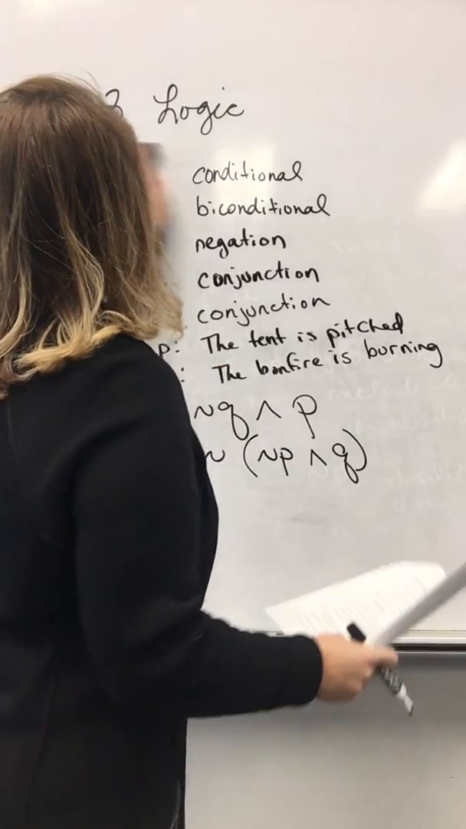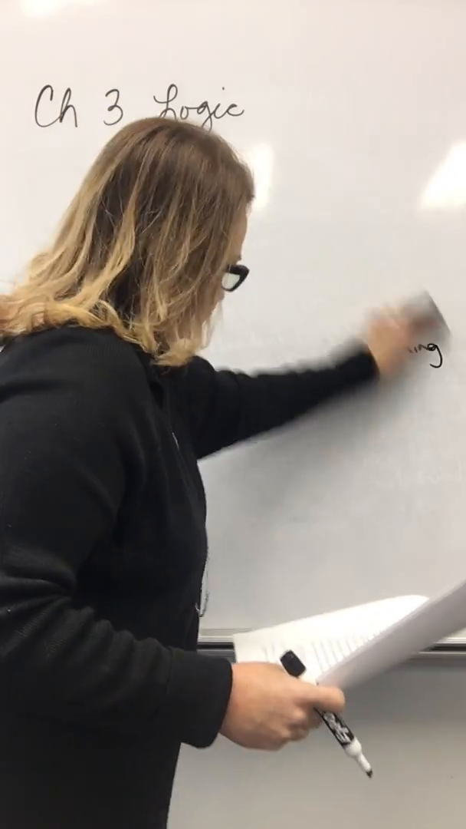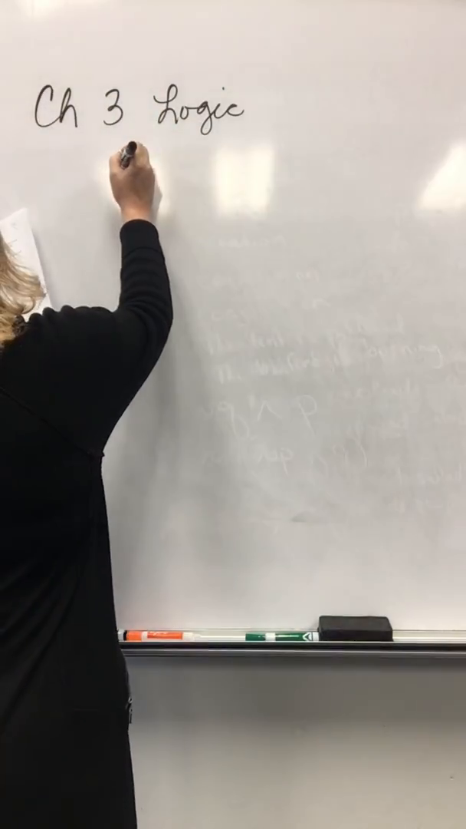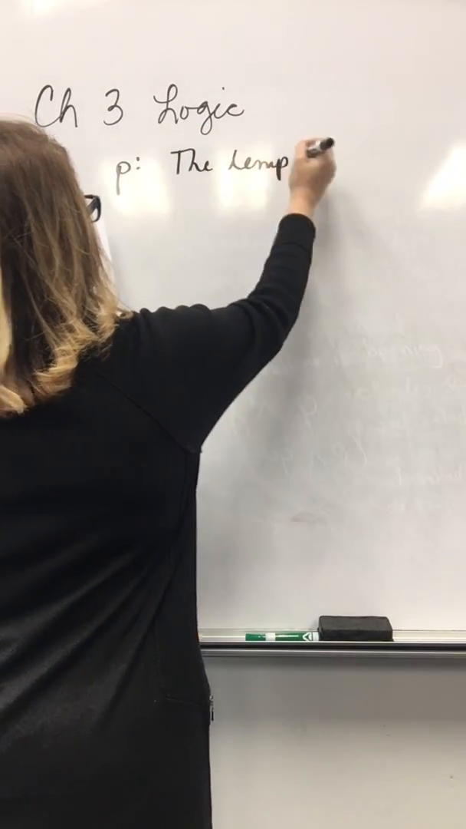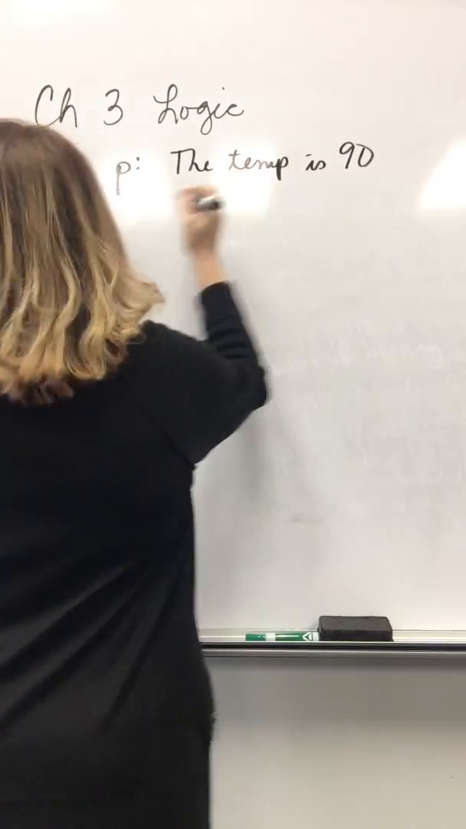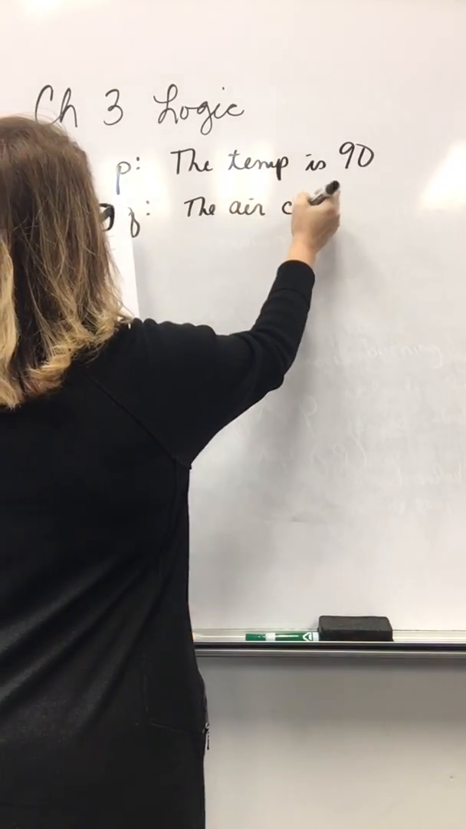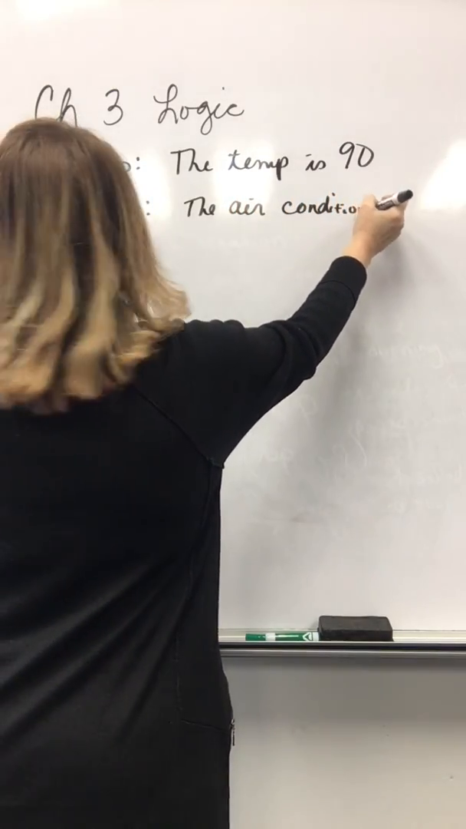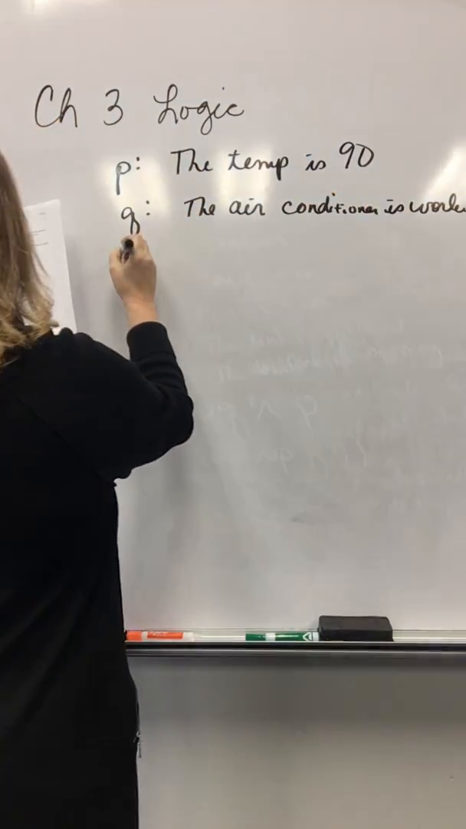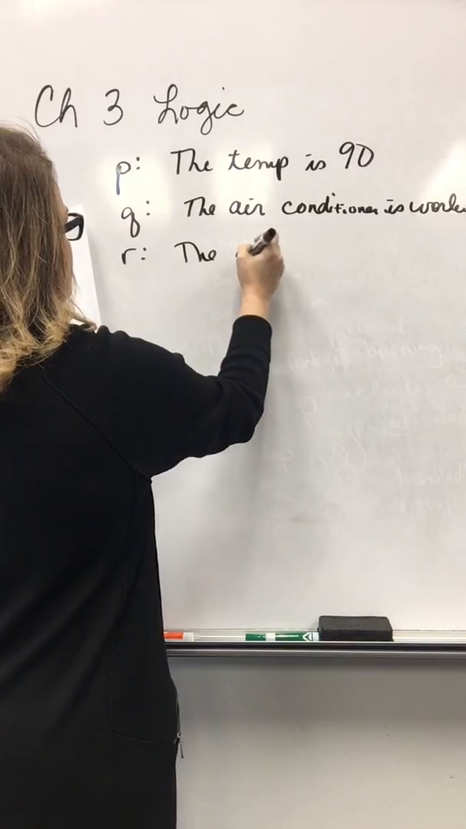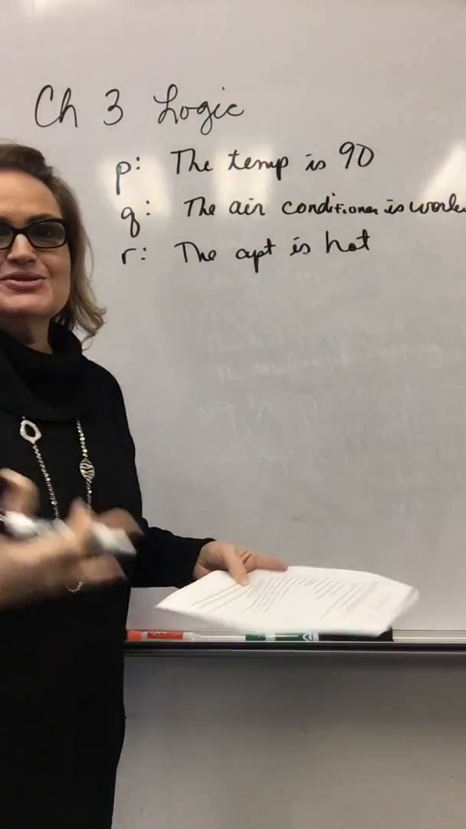All right, moving on, we get some more statements here to do some more practice. Okay, so we have a statement P, the temperature is 90. Statement Q, the air conditioning is working. And statement R, the apartment is hot. So 3 thoughts there. We're going to use those to play around with this new language we're doing.